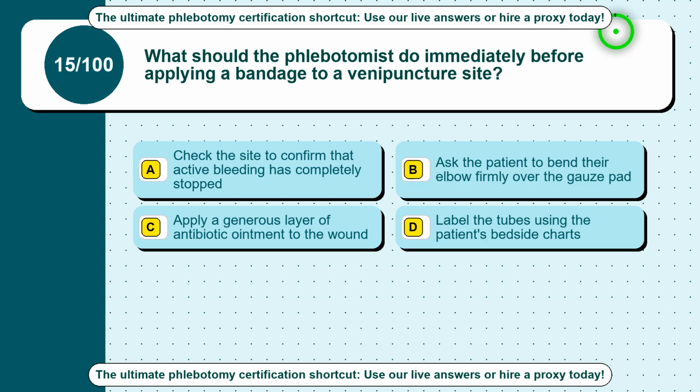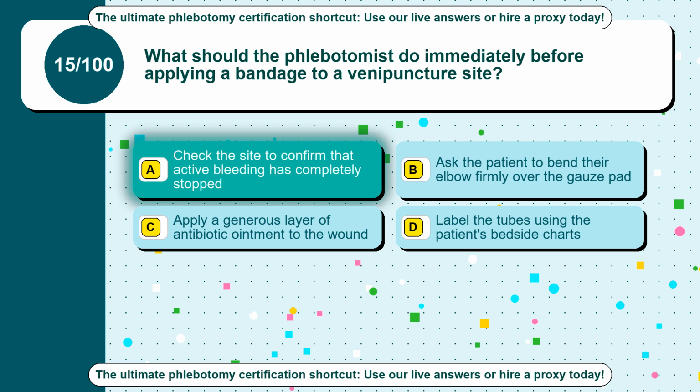Question 15. What should the phlebotomist do immediately before applying a bandage to a venipuncture site? Option A. Check the site to confirm that active bleeding has completely stopped. Option B. Ask the patient to bend their elbow firmly over the gauze pad. Option C. Apply a generous layer of antibiotic ointment to the wound. Option D. Label the tubes using the patient's bedside charts. The correct answer is option A.